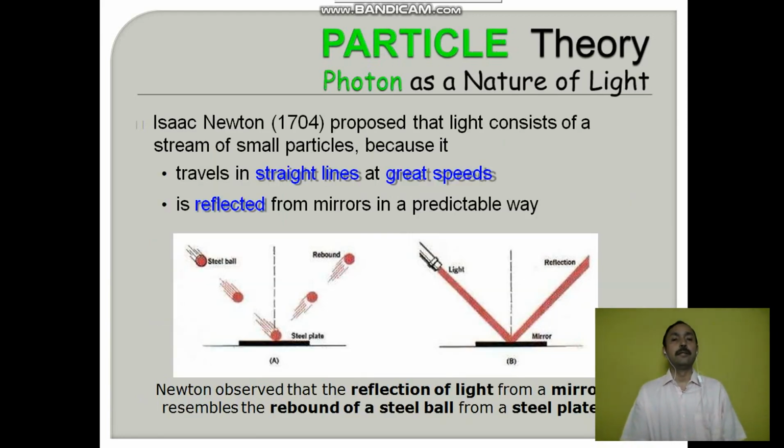Isaac Newton in 1704 proposed that light consists of a stream of small particles because it travels in straight lines at great speeds and is reflected from mirrors in a predictable way. This is a steel ball falling on a steel plate and rebounding. Light is like the steel ball: it falls on the mirror and reflects back. So Newton observed that reflection of light from a mirror resembles the rebound of a steel ball from a steel plate.